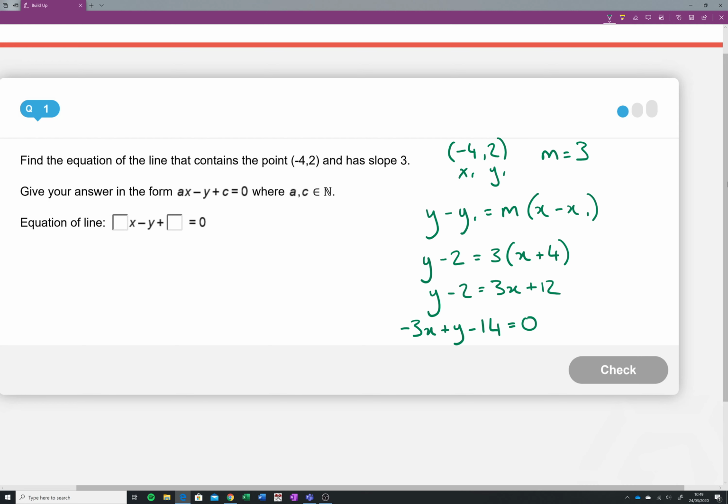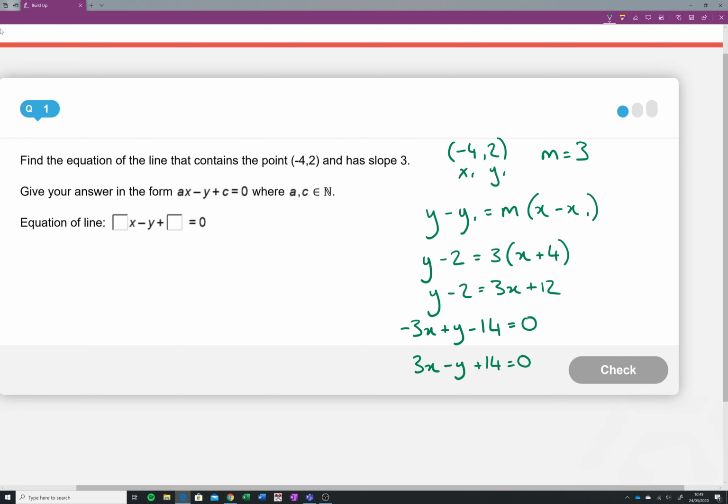Okay, they said that. So what we want to do here is multiply everything, both sides, by minus 1. So multiply both sides by minus 1. We get 3x, we get minus y, we get plus 14, and we get equal to 0. So there we go. We have the answer. That tells us everything that we need to do.